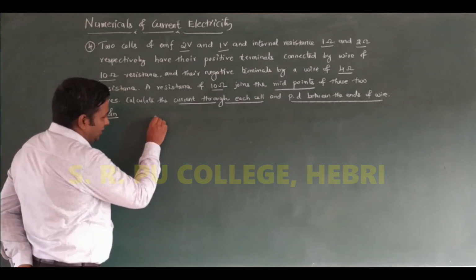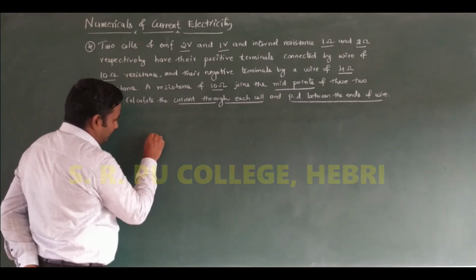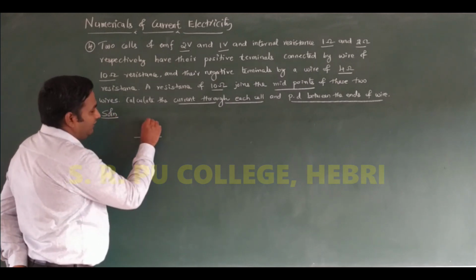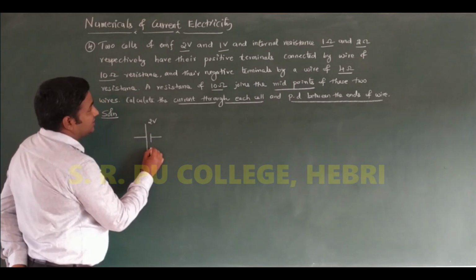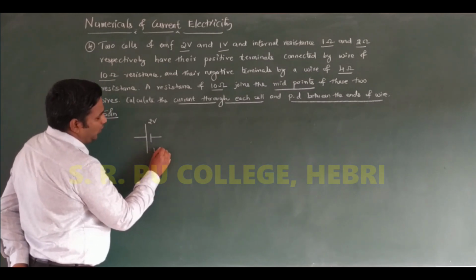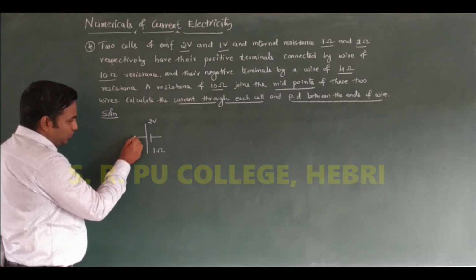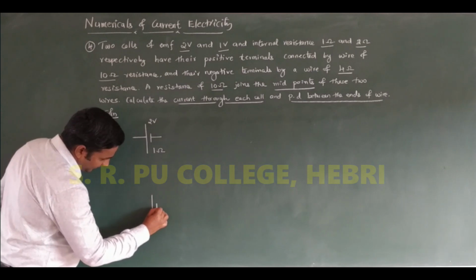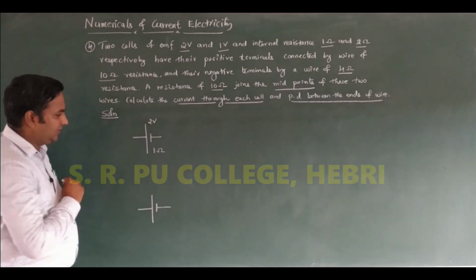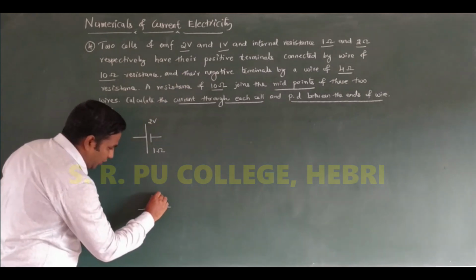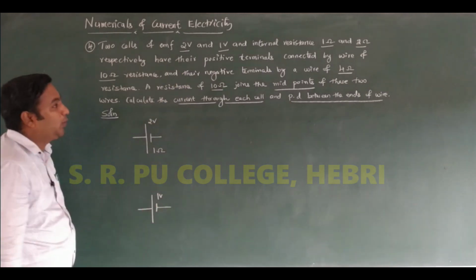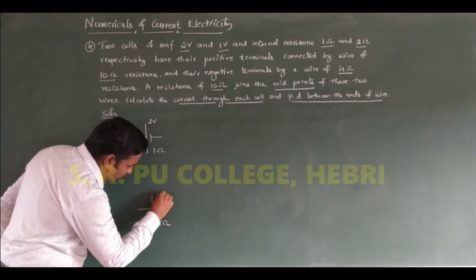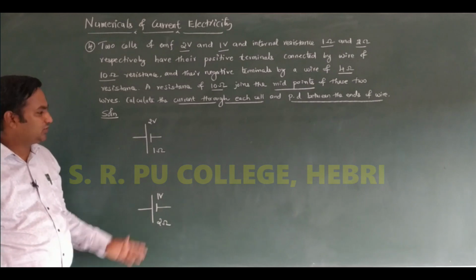The circuit is like this. Here they provide one cell. Its EMF is given as 2 volt. Internal resistance is given as how much? 1 ohm. And again it is connected to another cell. Its EMF is 1 volt. Internal resistance is 2 ohm.